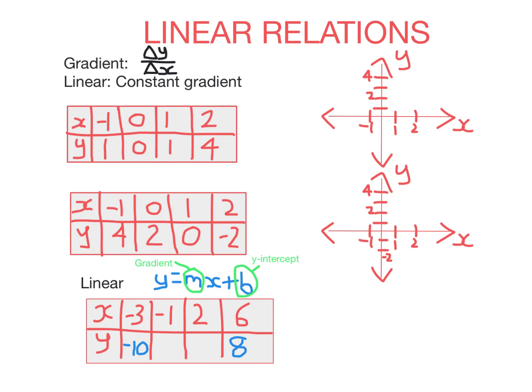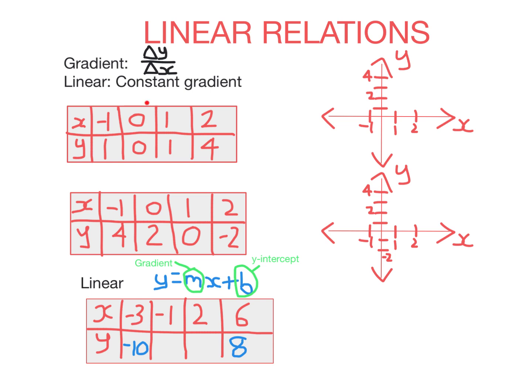Thank you so much for tuning into this video in which we will look at linear relations. Here we're looking at the relationship between two variables. We usually call them y and x. I need to introduce this concept of the gradient. It is the change in y over change in x. That's what this triangle means, change in. And what makes a relationship linear is if the gradient is constant.